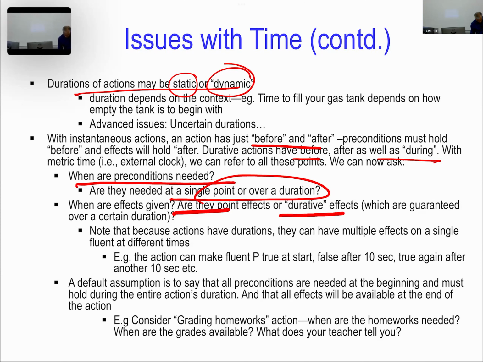Note that because actions have durations, they can have multiple effects on a single fluid at different times. That's kind of interesting. Normally an action is instantaneous: the fluid is maybe true before and becomes false, or false before and becomes true, or it just doesn't change. For a durative action, the fluid can become false, true, false, true, false, true during the action.